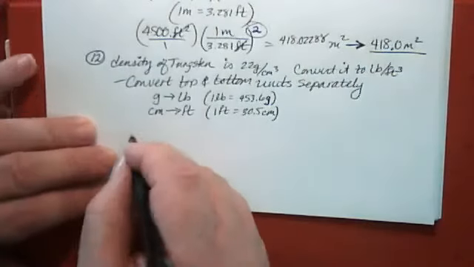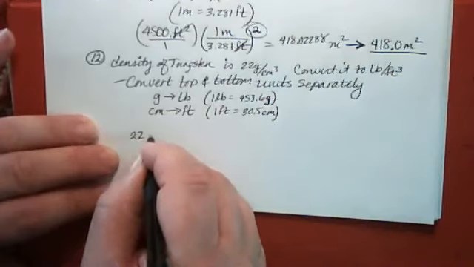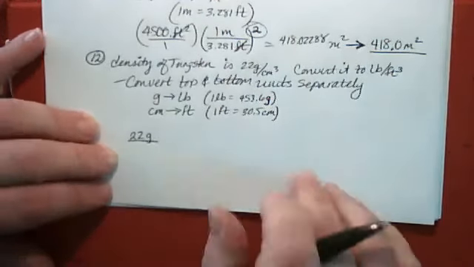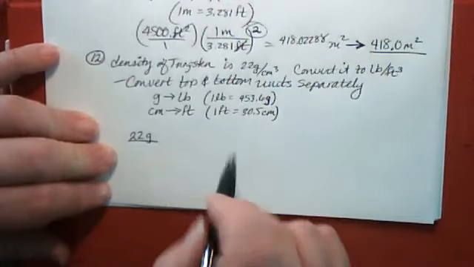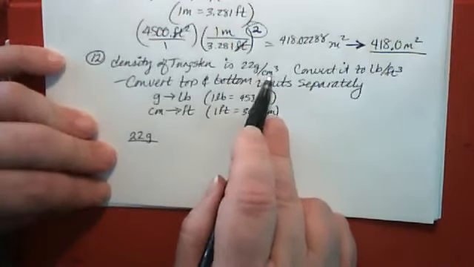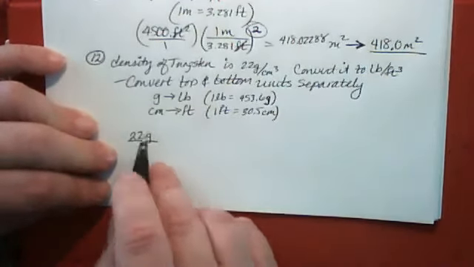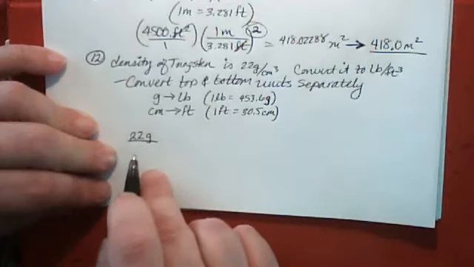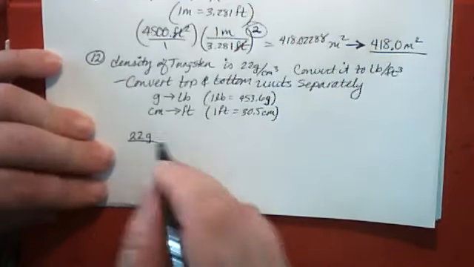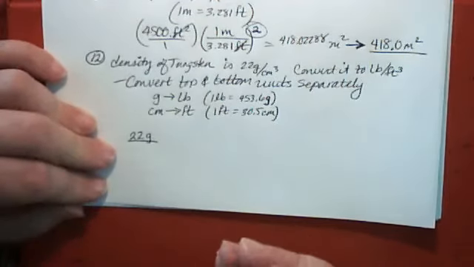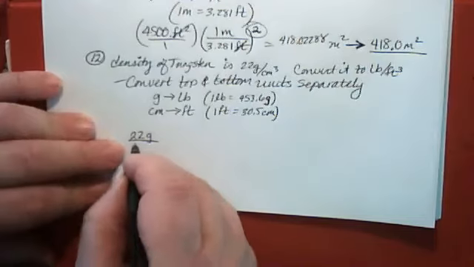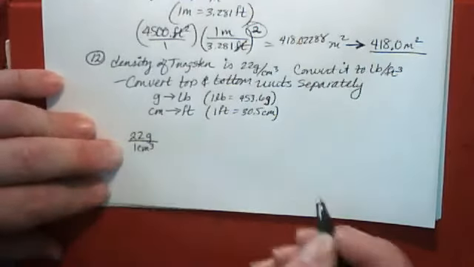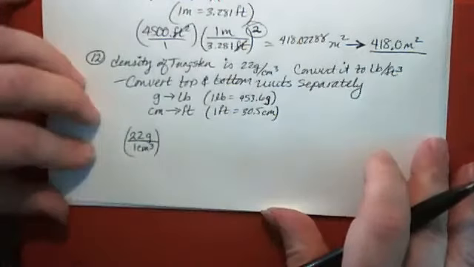All right, so let's start. 22 grams. Since we are converting the top and bottom units separately, this is a case where you definitely should write it as 22 grams over centimeters cubed, because you really want to be aware without any doubt as to which unit is in the numerator and which one is in the denominator. So it's 22 grams for every 1 cubic centimeter. That'll be the units that we start out with.